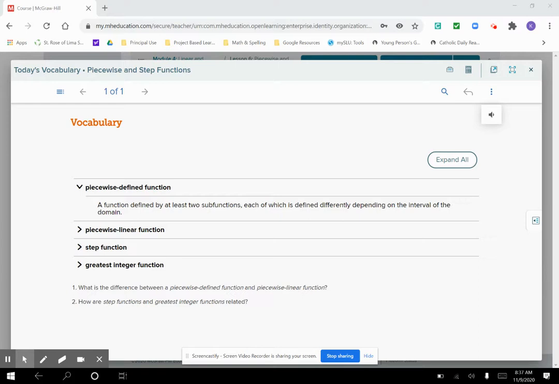For the first one, piecewise defined function. Think of whenever you piece something together. And this is what this is going to look like. It's going to look like pieces of lines. So this is a function that's defined by at least two subfunctions, and each one of those is defined differently depending on the interval of the domain. So they're together, but they look a little bit different. So I'm going to give you a visual example about what this looks like.